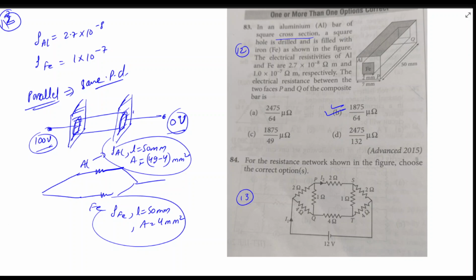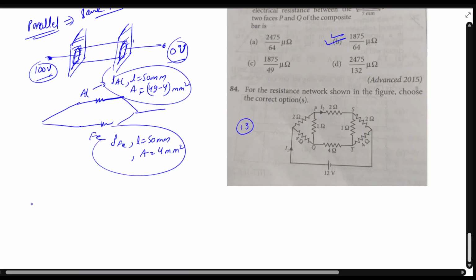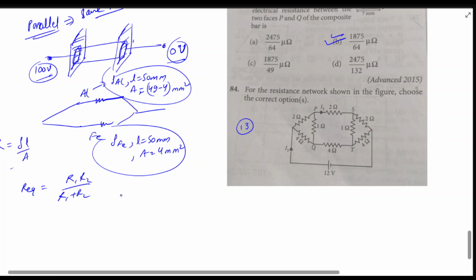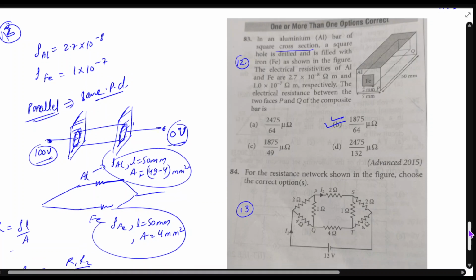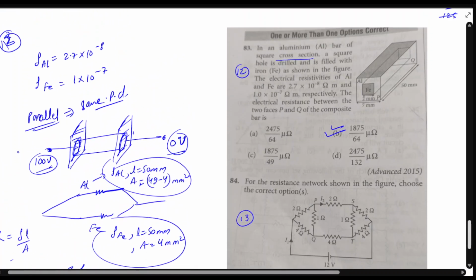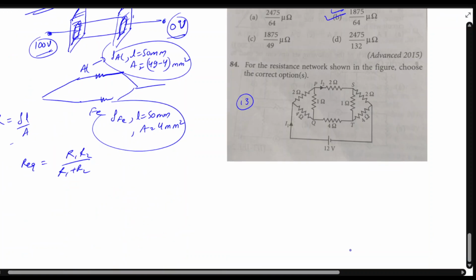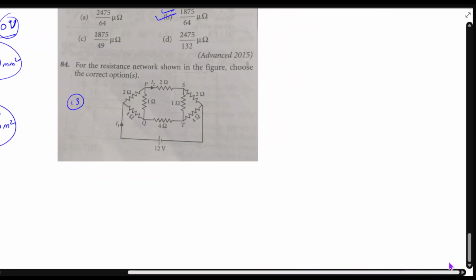You just use this: R equivalent is equal to R1 R2 upon R1 plus R2, and just put in the values. So we'll have resistance; the formula for resistance is rho L by A. Just put those values and then you will get the answer. So it's quite easy. But this was the concept in this question, so you'll just solve it because it is very easy.